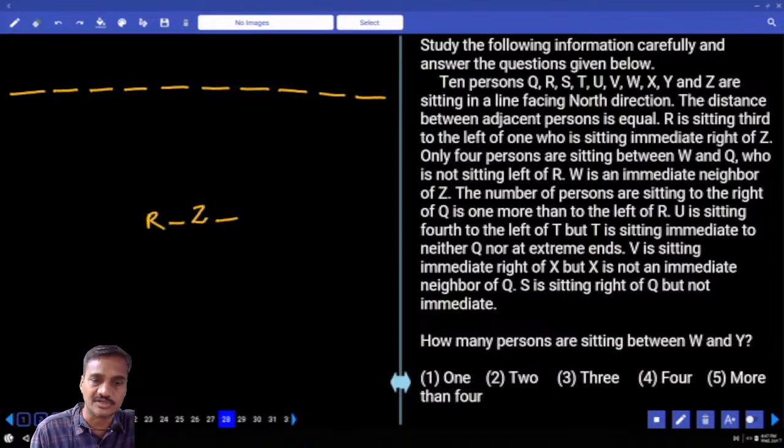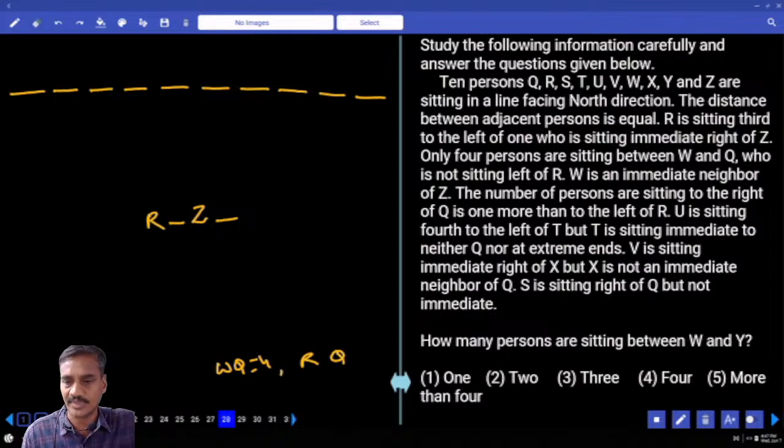Are you getting this one or not? Hence, Z's immediate right, third left is R. Then next one: only 4 persons between W and Q. In between W and Q, how many persons are there? Exactly 4. And Q is not sitting to the left of R. Now Q is to the right of whom? Q is to the right of R.